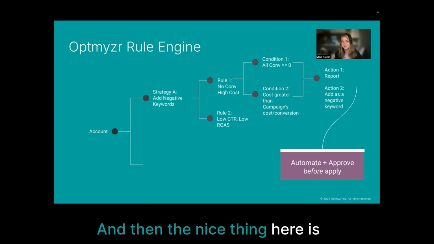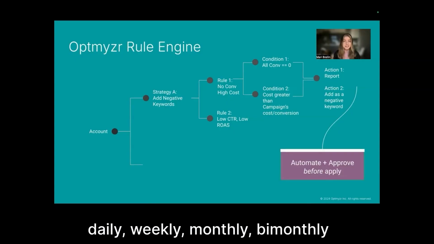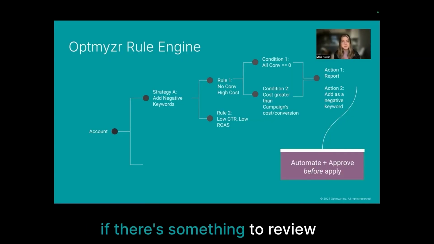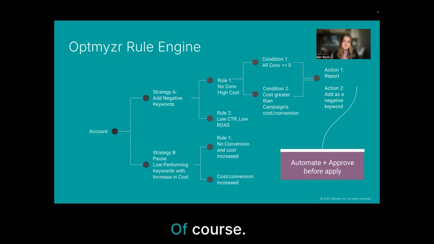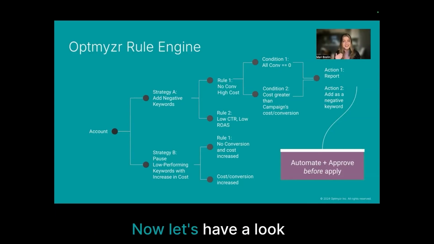And then the nice thing here is that you can automate these strategies to run for you on a daily, weekly, monthly, bi-monthly basis, and send you a notification if there's something to review, or a notification to the right team member in your team, of course. All right, but that was the introduction to Rule Engine and how it works at the high level. Now let's have a look at concrete examples.